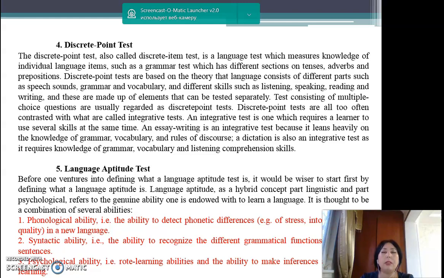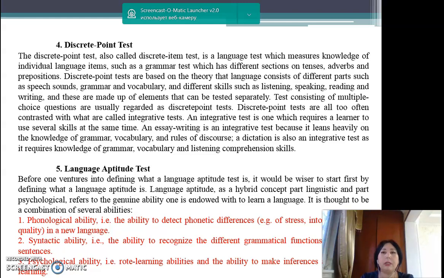vocabulary, and different skills such as listening, speaking, reading, and writing, and these are made of elements that can be tested separately. Tests consisting of multiple choice questions are usually regarded as discrete point tests. Discrete point tests are all too often contrasted with what are called integrative tests.